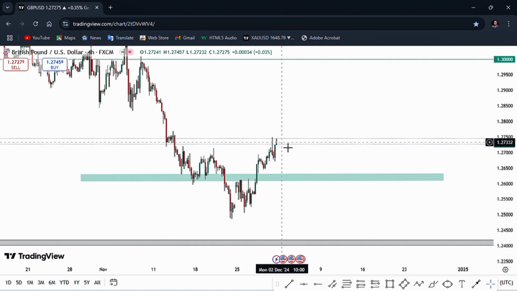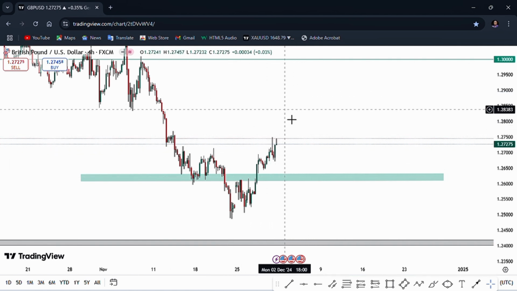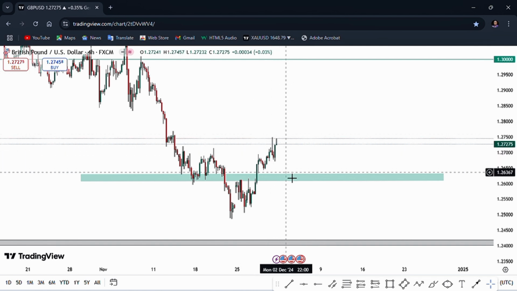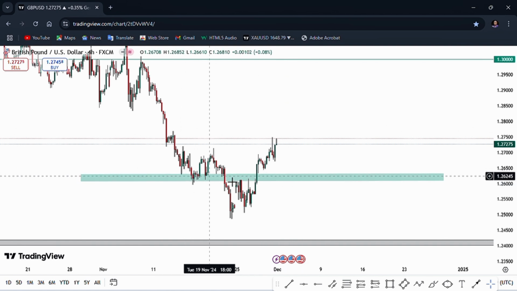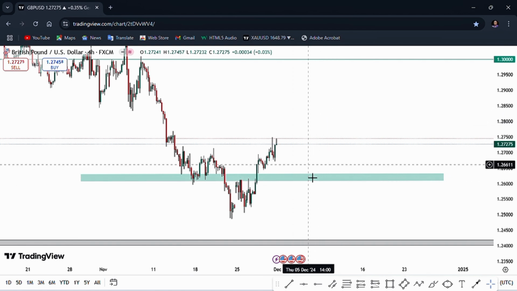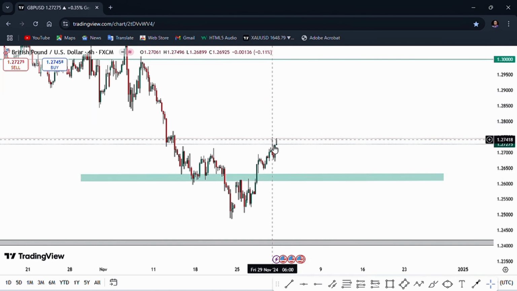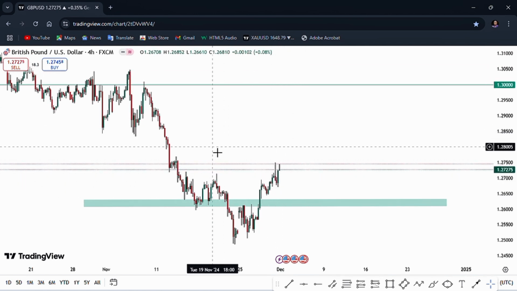If market keeps heading higher at this particular zone right here, I will not be interested. I need to see a pullback into this zone, confirm that this is an actual inverse head and shoulder pattern before I want to start looking for trading opportunities up. But if price should keep heading up in this particular zone, guys, I won't be interested in this particular trade.